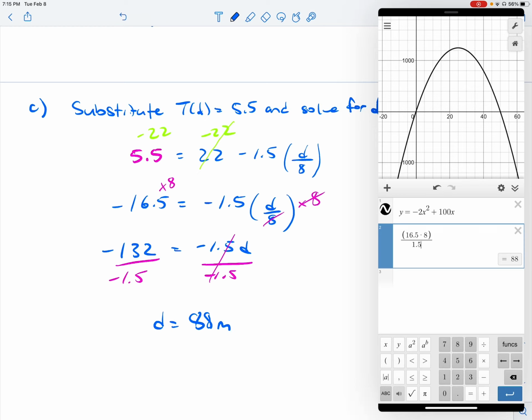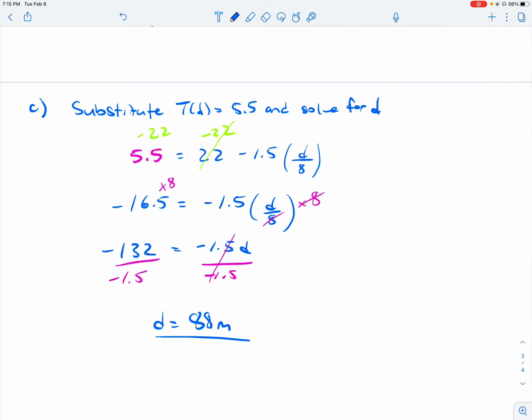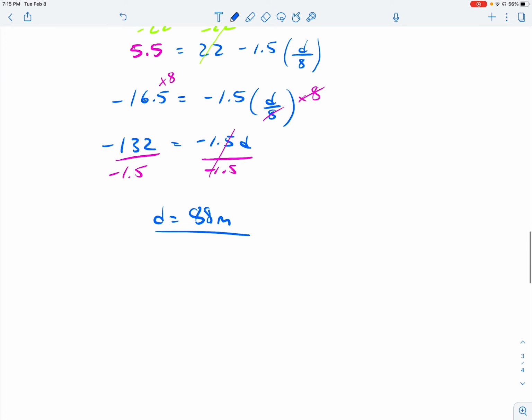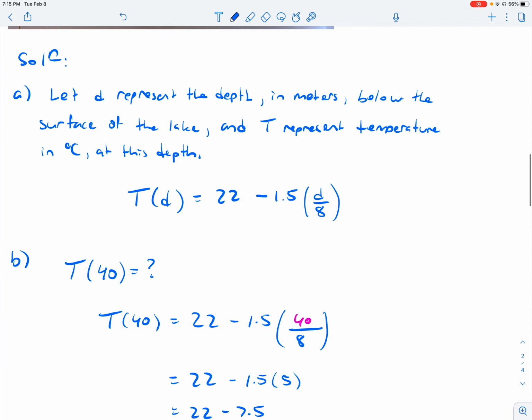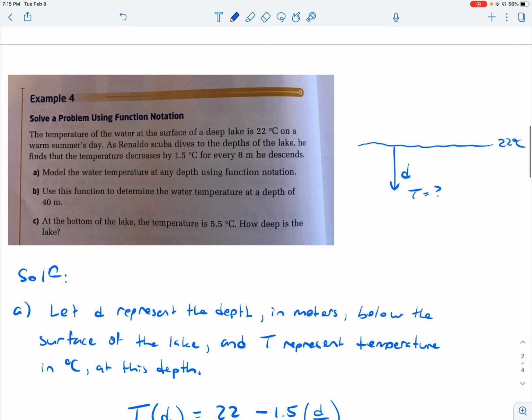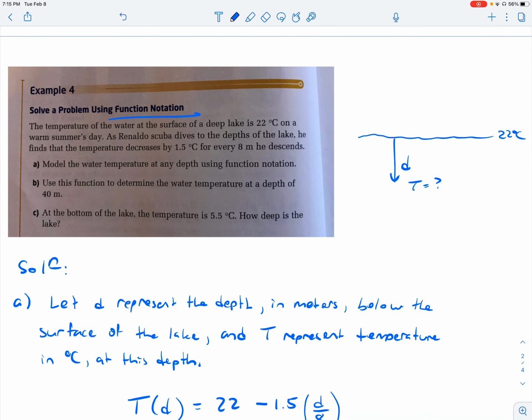The depth is measured in meters, so that'll be an 88-meter dive. So therefore the depth of the lake is 88 meters. And that is our application question, showing us how to work with function notation.